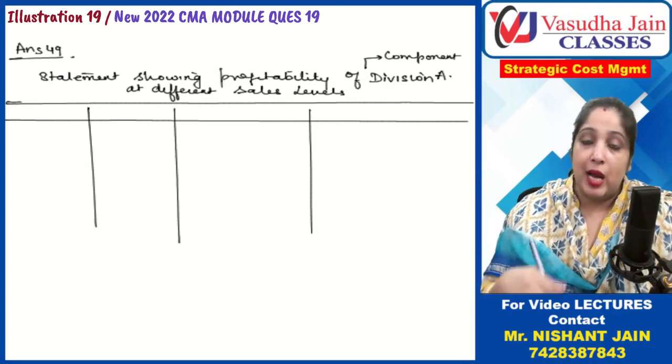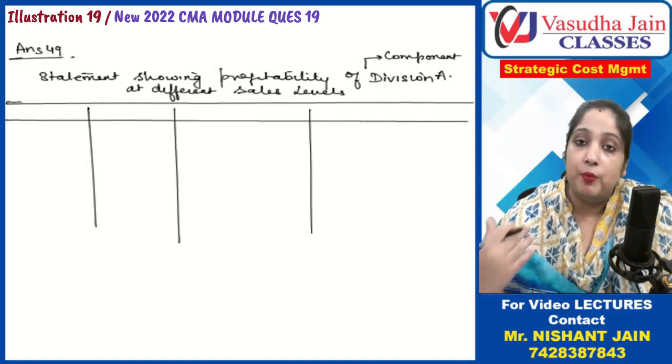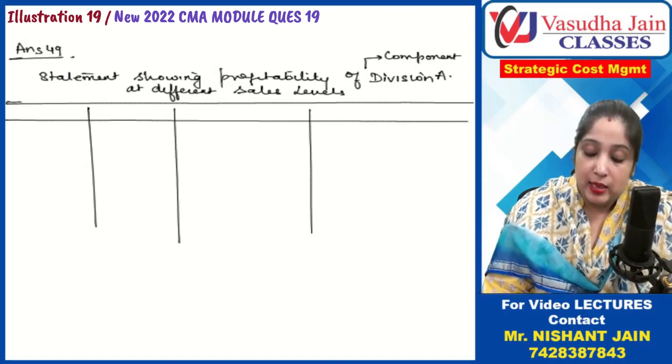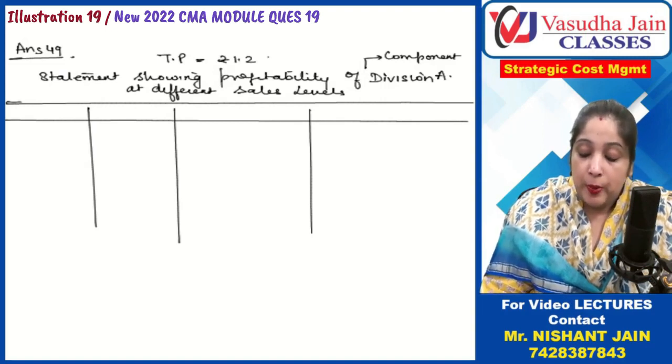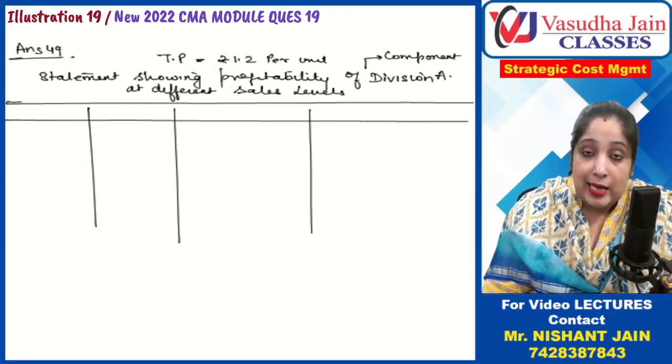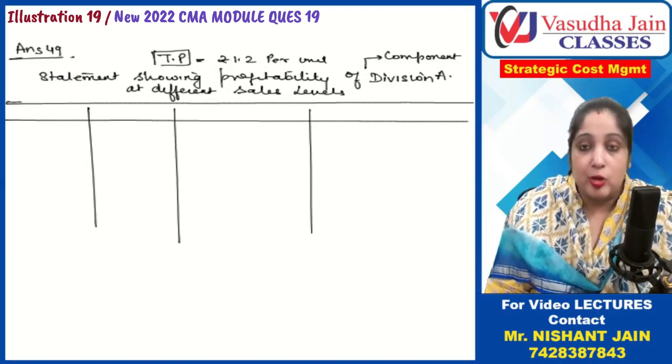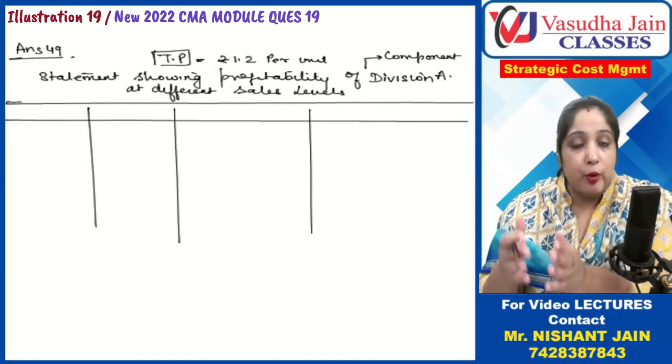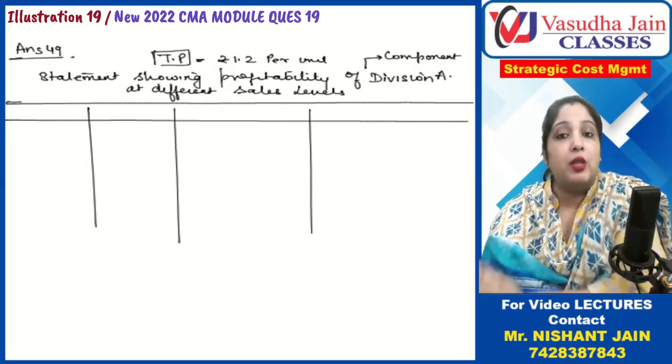No ma'am, it transfers its component to division B. At what transfer price is it charging? The transfer price it is charging is rupees 1.2 per unit. It is given in the question. So division A's selling price, or I would say transfer price or selling price, is the same because division A's manufactured goods are transferred to division B.